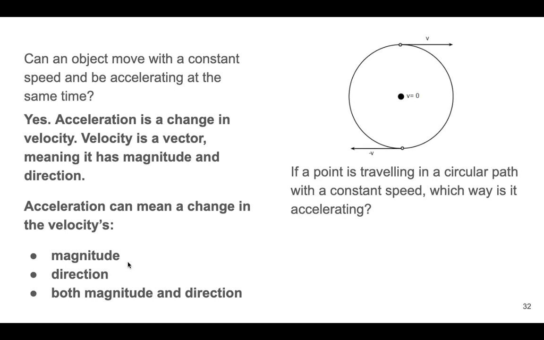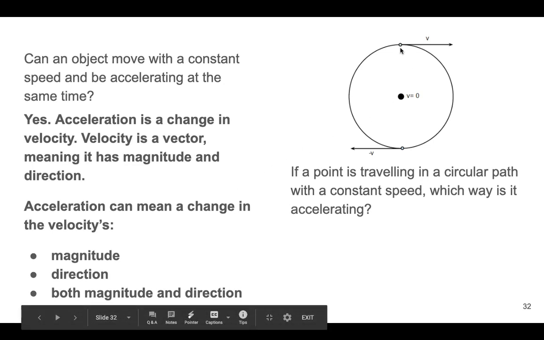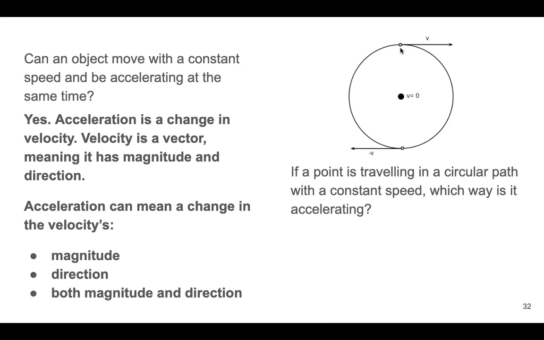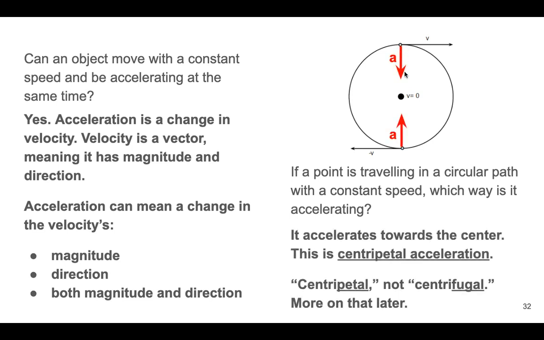So if you have a point traveling in a circular path with a constant speed, which way is it accelerating? Focus on this point here at the top. At this moment it has a tangential velocity to the right of the screen, but a moment later it's going to be here, and a moment after that, it'll be here. So it's moving to the right. Which way is it accelerating? It is actually accelerating down. So this point's accelerating down. This point is accelerating up. If we had a point here, it would be accelerating to the left. A point here would be accelerating to the right. So any point along the outside of this spinning wheel is accelerating towards the center.